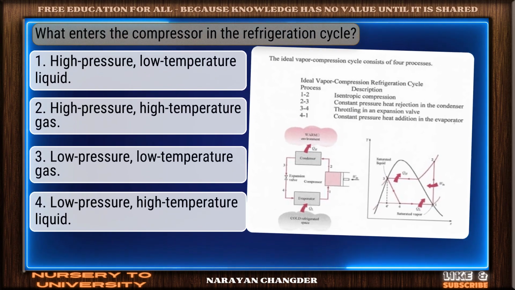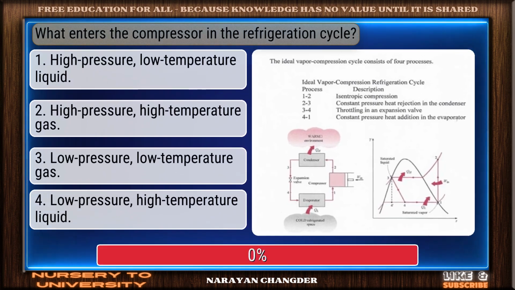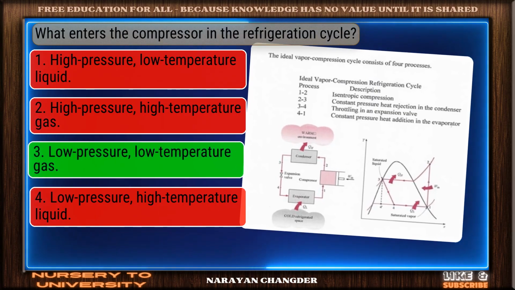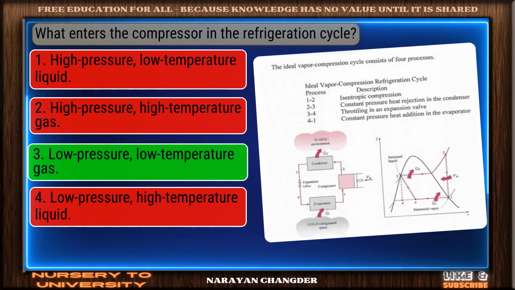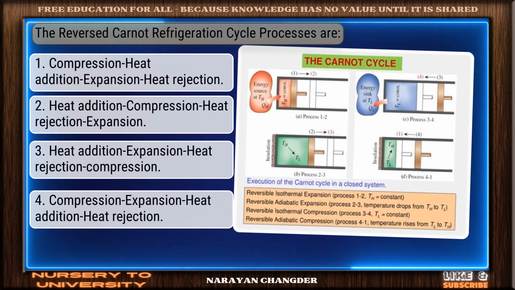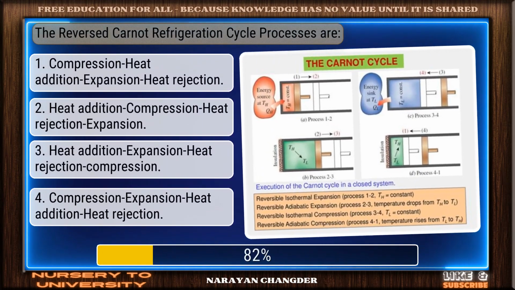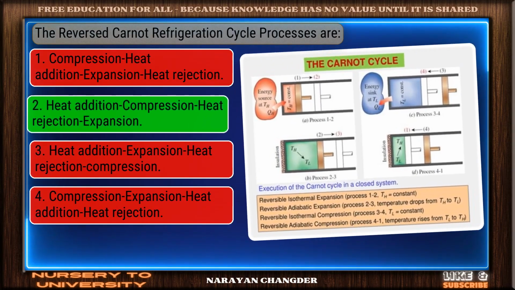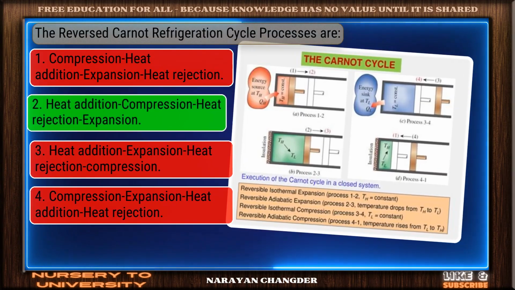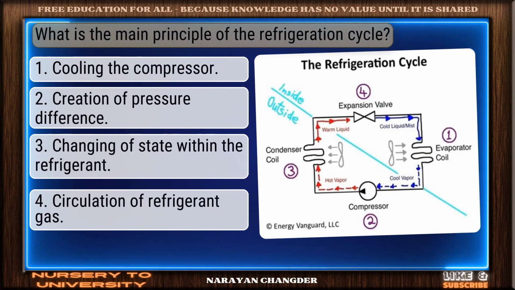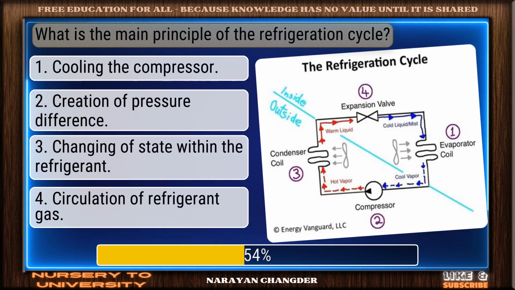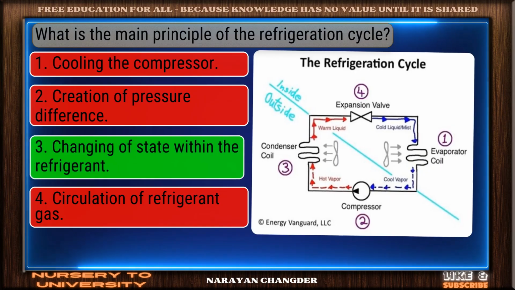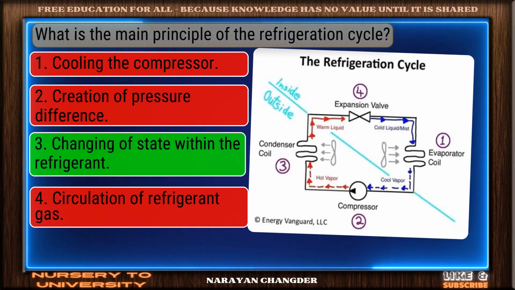What enters the compressor in the refrigeration cycle? Correct. Low pressure, low temperature gas is the right answer. The reversed Carnot refrigeration cycle processes are. Exactly. Heat addition, compression, heat rejection, expansion makes sense, and it is the right choice. What is the main principle of the refrigeration cycle? Good job. Your answer, changing of state within the refrigerant, works well here.